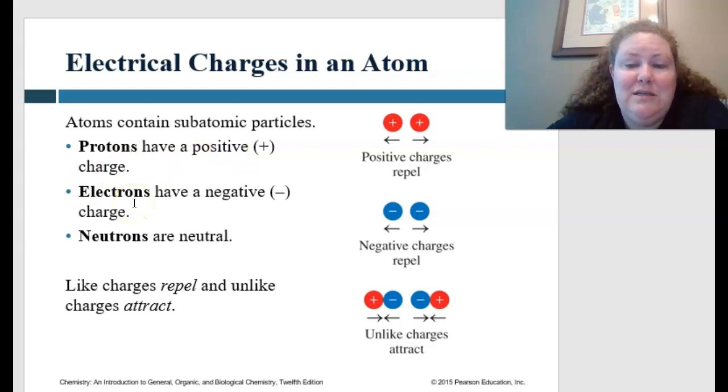Electrons, I think of electronegativity, so negative, right? And then neutrons kind of sounds like neutral. So neutrons have a neutral charge, so neither positive nor negative.